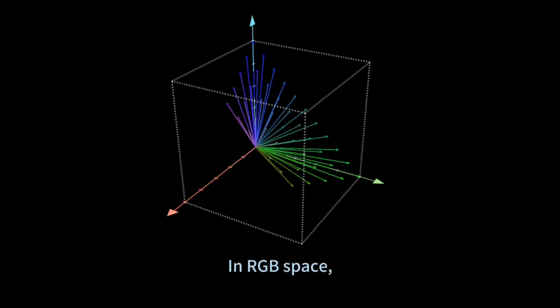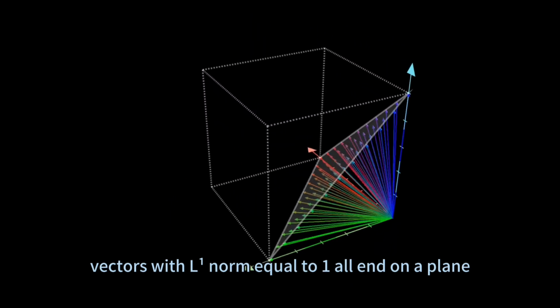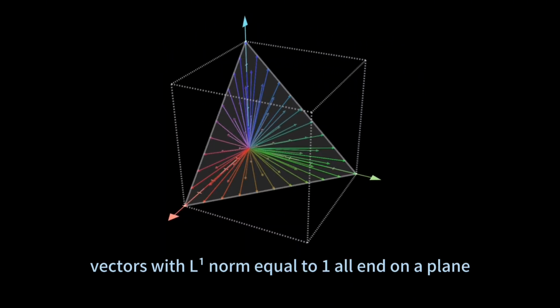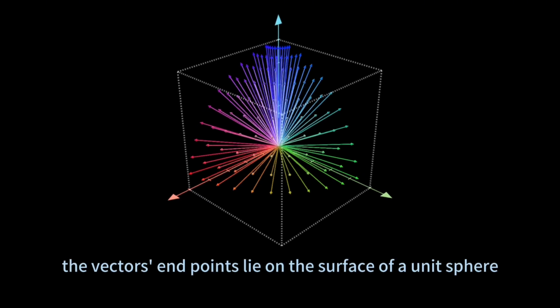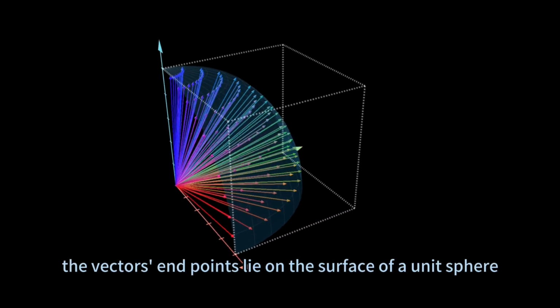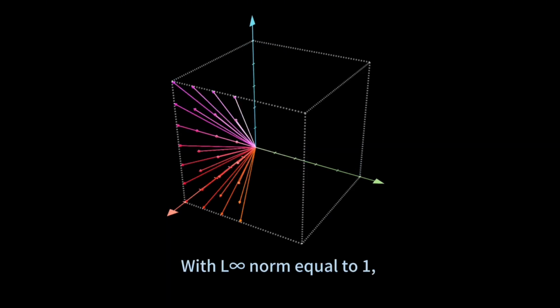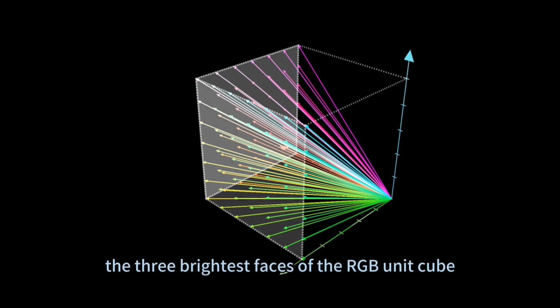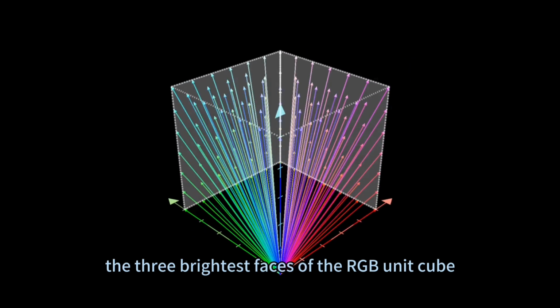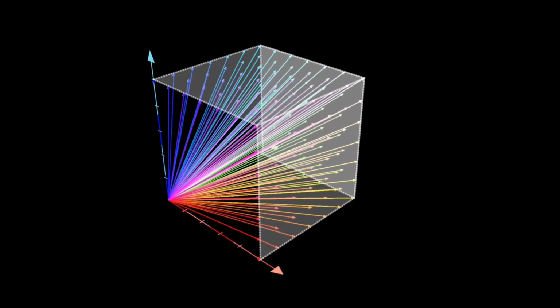In RGB space, vectors with L1 norm equal to 1 all end on a plane. With L2 norm equal to 1, the vectors and points lie on the surface of a unit sphere. With L infinity norm equal to 1, vectors' terminal points land on the 3 brightest faces of the RGB unit cube.